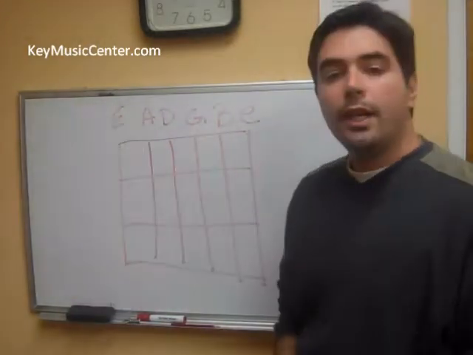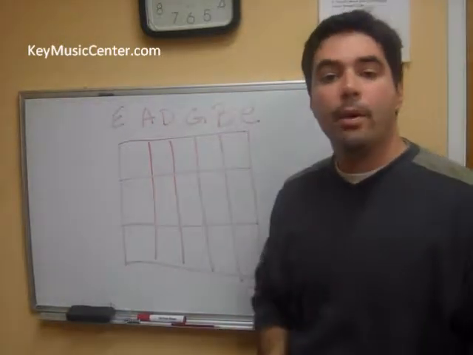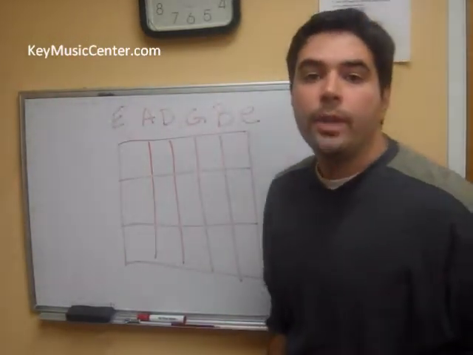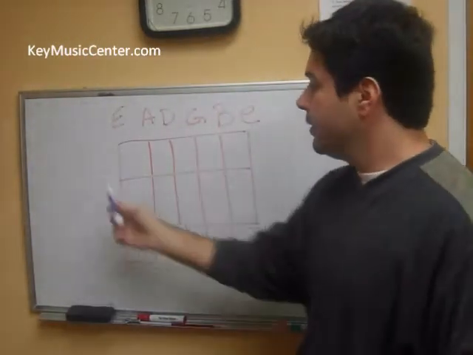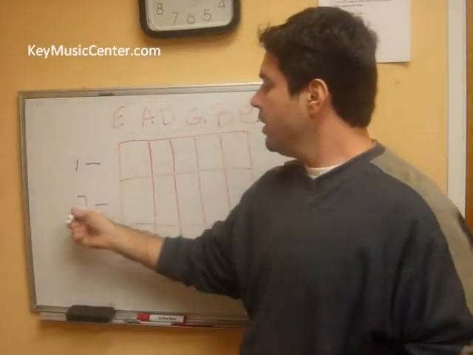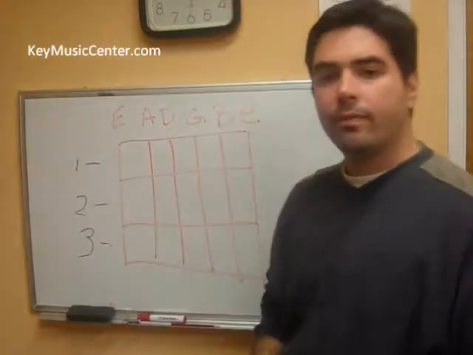So if your strings are running vertically, then it makes sense that the horizontal lines that run across your paper, those represent your frets. And this particular chord chart that I drew is showing 3 frets. Right here you have fret number 1, fret number 2, and you have fret number 3.